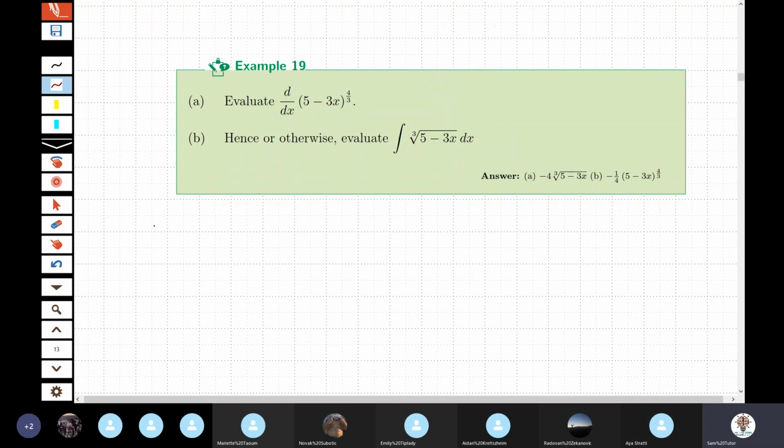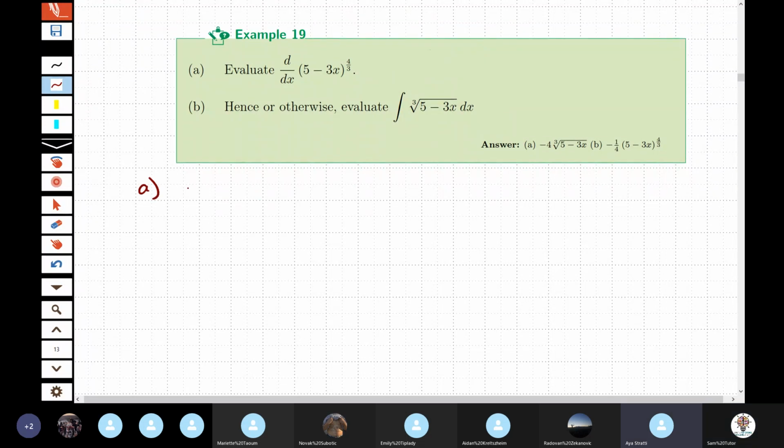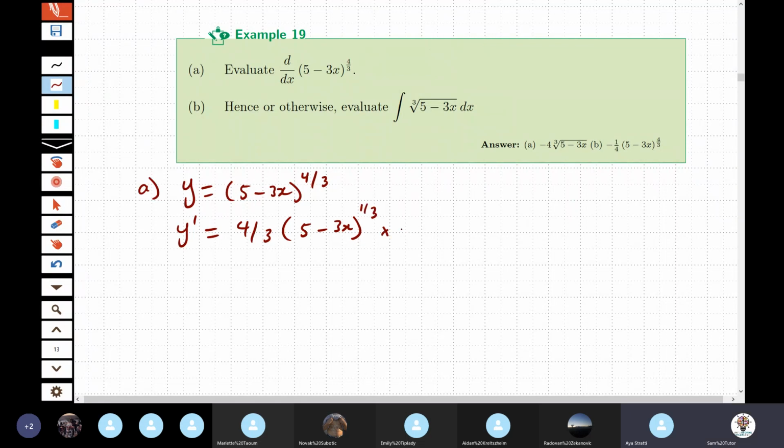All right, so let's do part A. Let me just write it like this for a second. That's the original, just so we're all on the same page. y dash equals 4 on 3, bracket 5 minus 3x to the power of a third, times by negative 3. Okay, simplify that now. 4 on 3 times by negative 3 is negative 4. And then 5 take away 3x to the power of a third. You happy with that? Yeah, that's right.